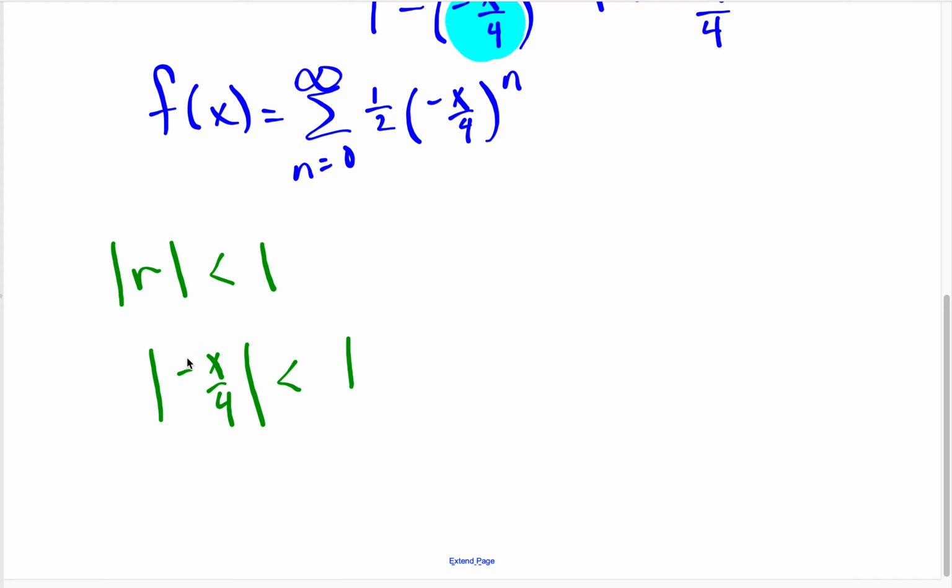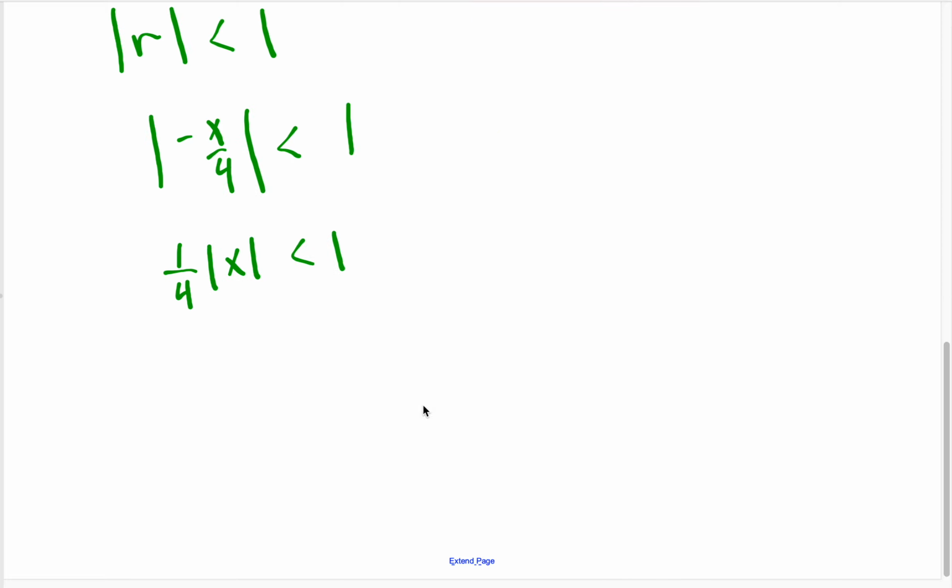So I know the absolute value of a negative is a positive, and 4 is just 4. So I can take out the 1/4, and that's left inside. Now recall, I can't call 1 my radius of convergence because there's that 1/4 out front. So we have to multiply both sides by 4 so that now all I have left is the absolute value of x is less than 4.